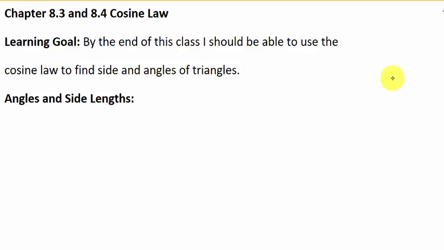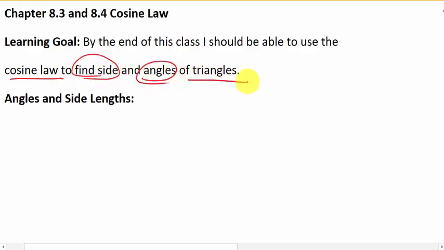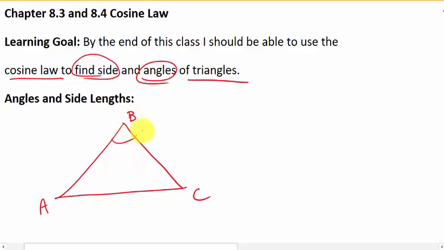Okay, so this is chapter 8.3 and 8.4, the cosine law. By the end of this class, you should be able to use the cosine law to find sides and angles of a triangle. Now, I talked about this yesterday, but here we go again. If I have a triangle ABC, and if angle B is the largest angle, then right across angle B, you're going to have the largest side. And remember, you label these as little a and little c and little b here.